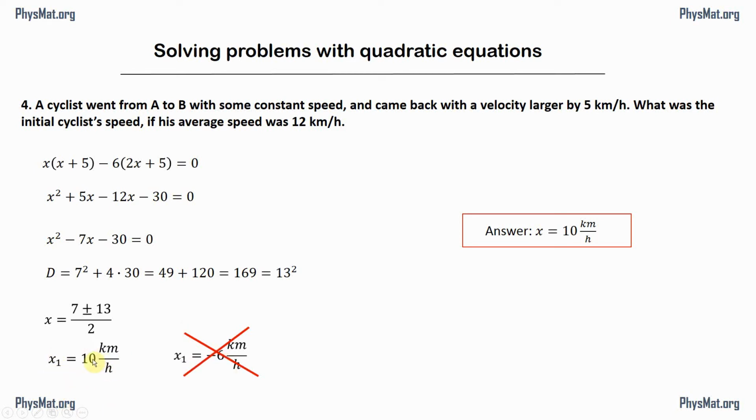Therefore, our answer is 7 plus 13 divided by 2, which is 10 kilometers per hour. Problem solved.